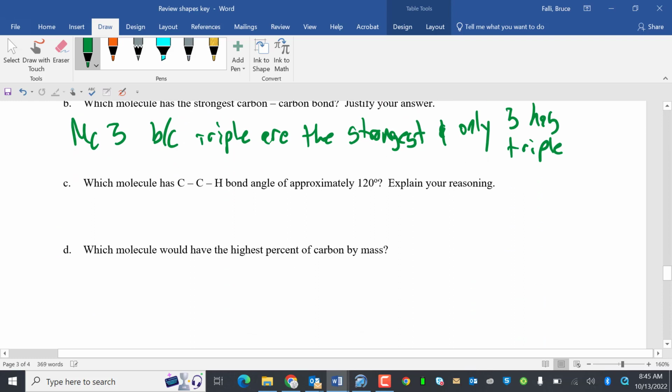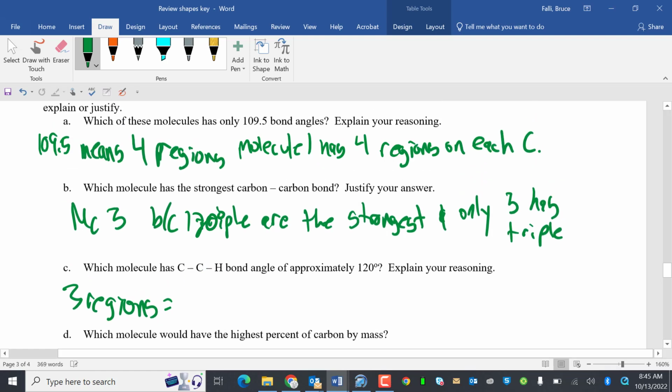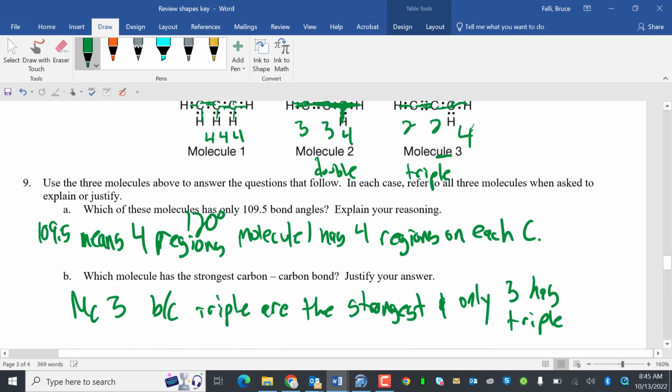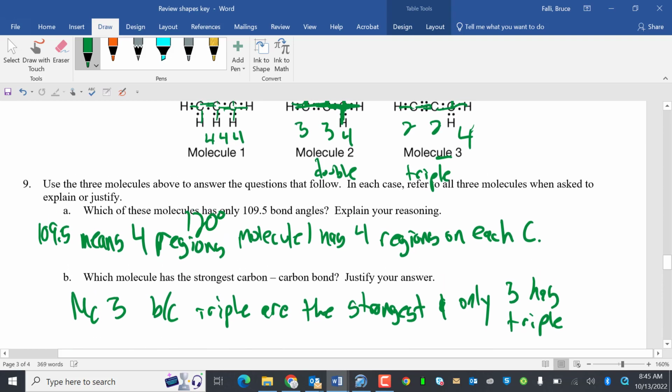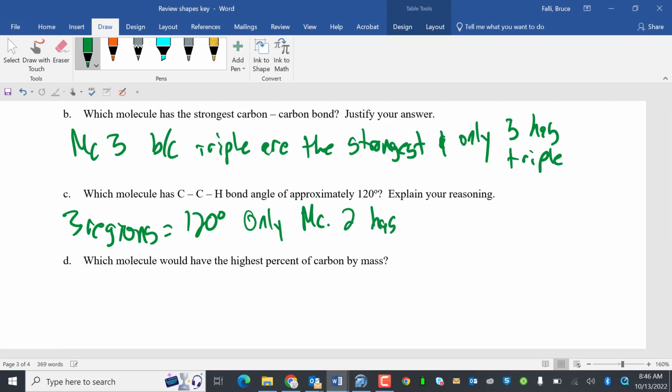Which molecule has a CCH bond angle of approximately 120? So this bond angle of 120 is 3 regions. Oh, come on, pen. 3 regions equals 120 degrees. And since we labeled them up here before, that means that the double bond, which is molecule 2, only molecule 2 has carbons with 3 regions.